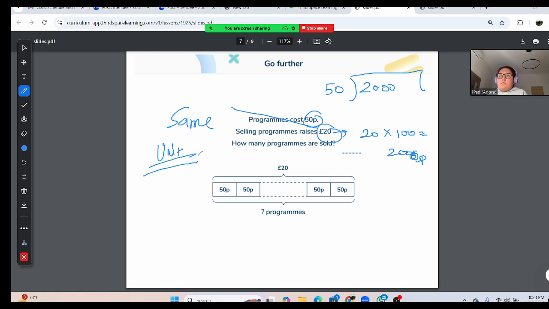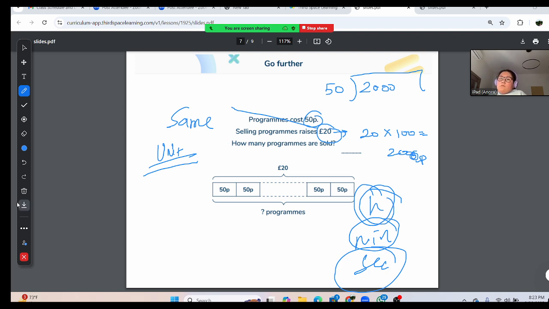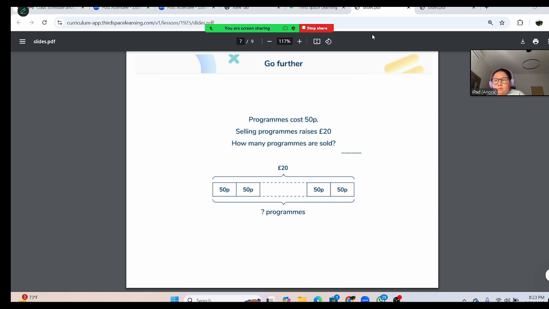Unit means in which we measure, like time is in either hours or minutes or seconds. So these are the units of time, right? So that's how we can get the answer.